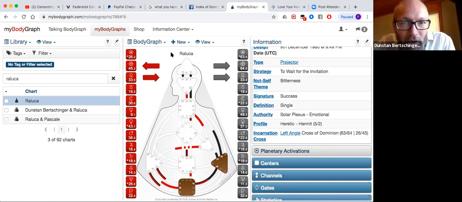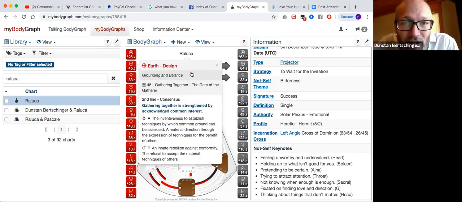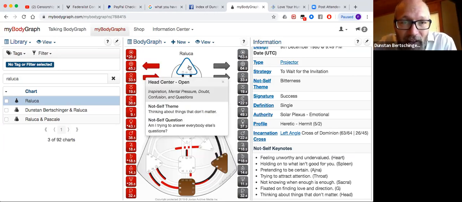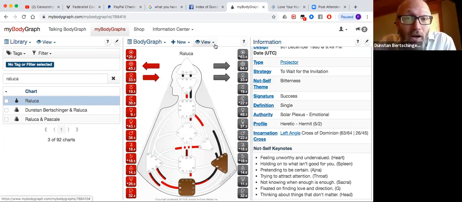Let's just have a quick look at this. So Raluca's got, in her incarnation cross, 63 and 64, then she's got 26 and 45. If we look at those, 63 is here on the head center. 64 is also there on the head center. But if you look, both of those are just hanging gates.